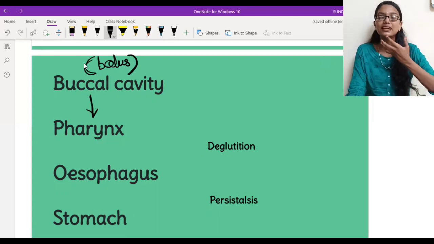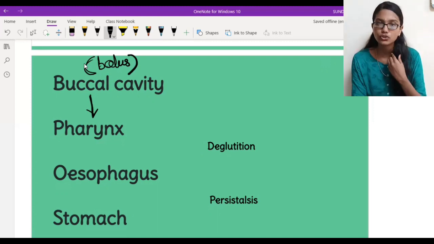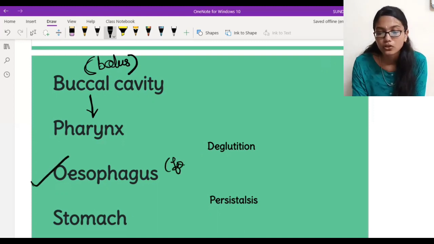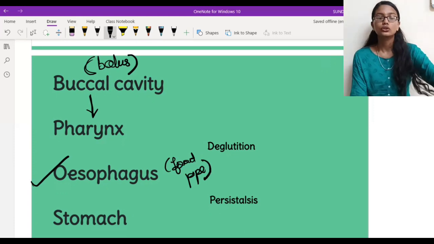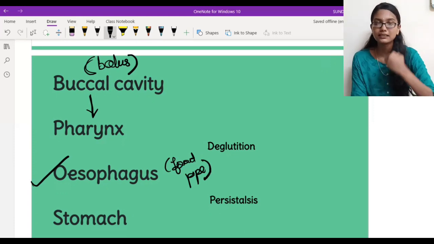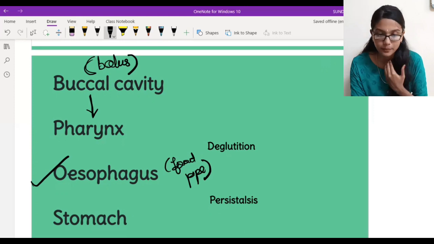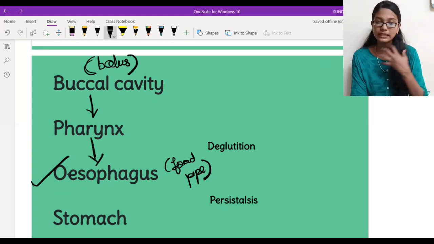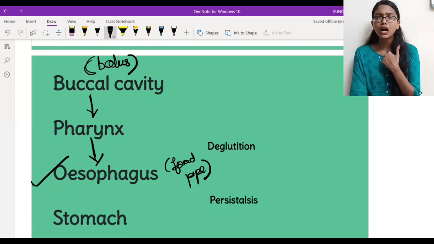Pharynx is the passage between the esophagus and the buccal cavity. Esophagus is the food pipe, right? So between the food pipe and buccal cavity is the pharynx. First the bolus is passed down to the pharynx, and from the pharynx it is passed down to the esophagus, to the food pipe. How?